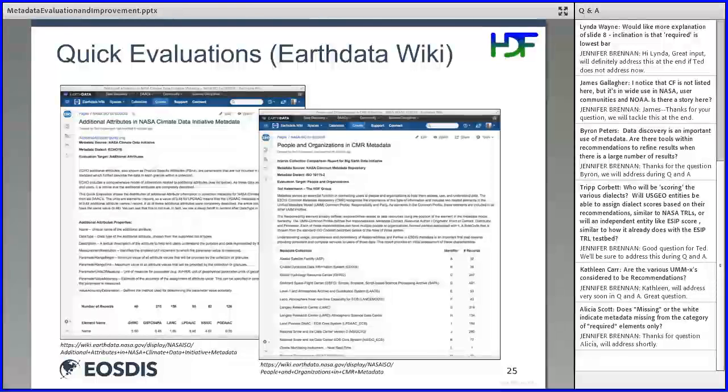The URLs are down here. They're also available. I think both of these pages are publicly open. So this is sort of a result, and as these records improve over time, these results will improve over time.